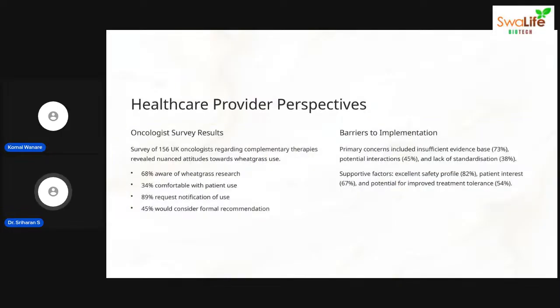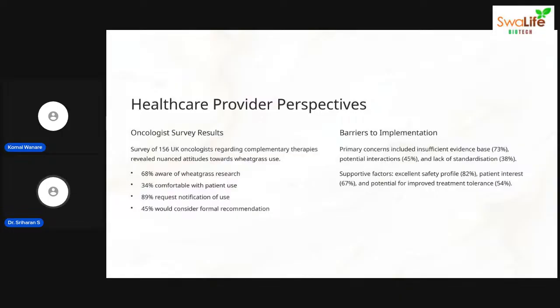Now the healthcare provider perspective. Here, in the oncology survey result, 68 percent were aware of wheatgrass research. So healthcare providers know about it at 68 percent. It shows some, though not major, effect in supportive care in cancer research. Apart from the palatability challenge, 34 percent are comfortable using it. And 89 percent request notification of use.